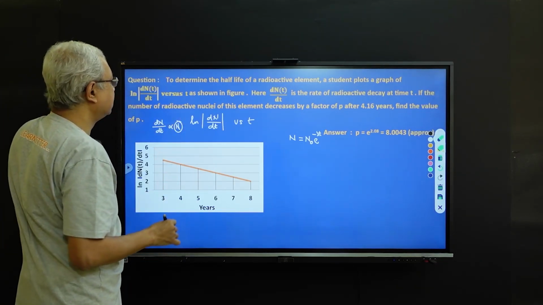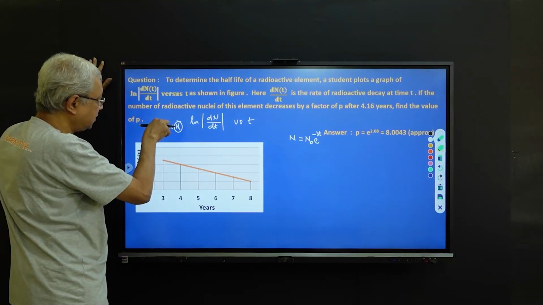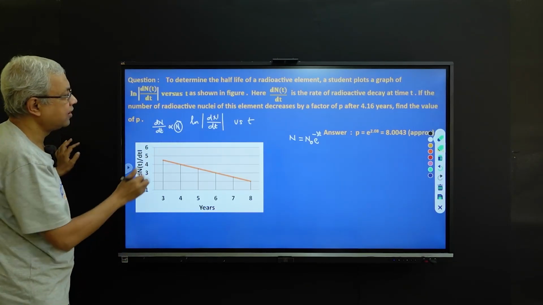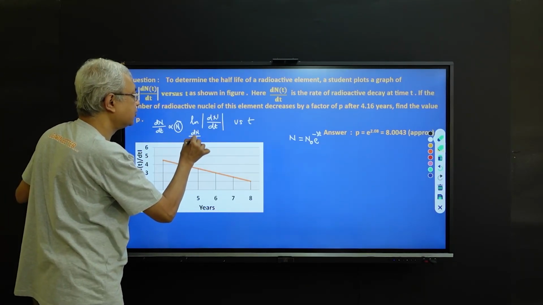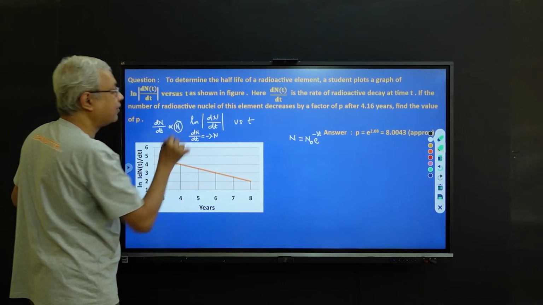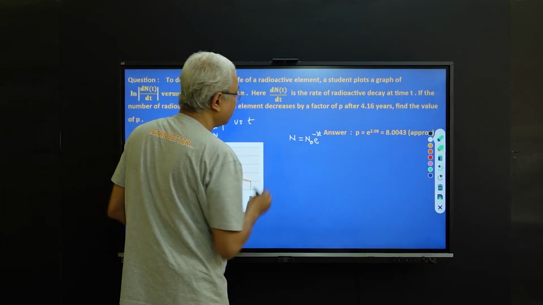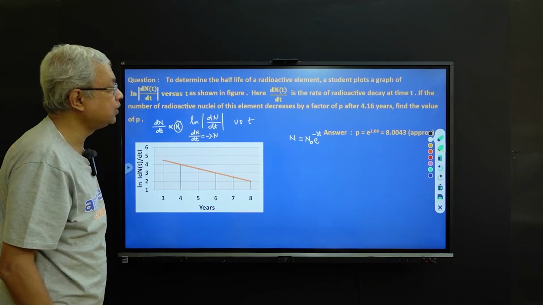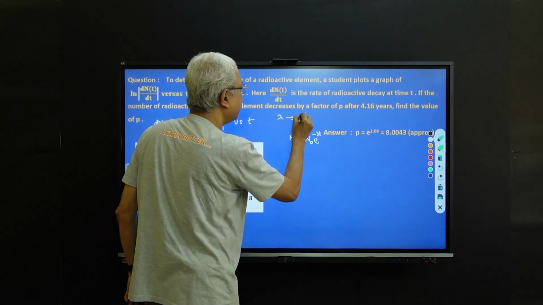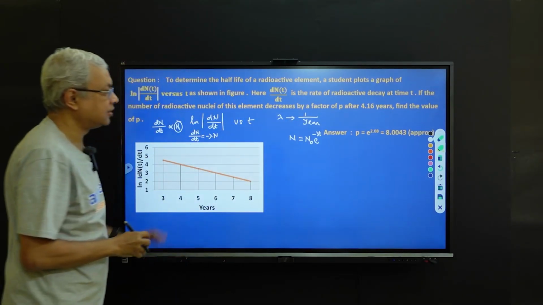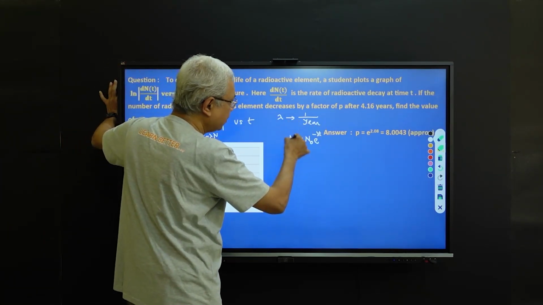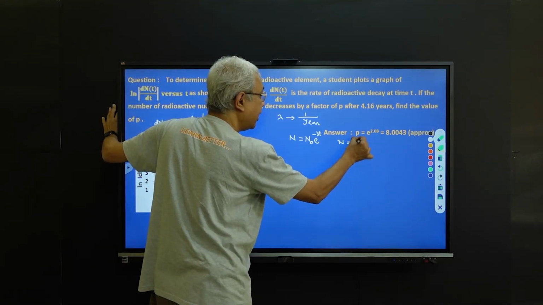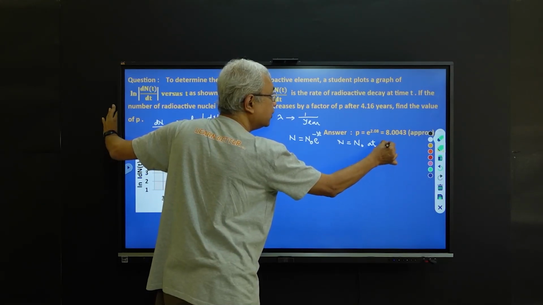N is the number of radioactive nuclei present at the time instance t, and the number naturally decays, disintegrates, and the rate of disintegration dN/dt is proportional to N, and from that you write dN/dt is equal to negative lambda N, where lambda is the disintegration constant. And lambda has a unit of reciprocal of time. If time is in years, lambda's unit will be 1 by year. That you know. Now this is the basic equation. What does N0 stand for? N0 is the value of N at t equal to 0.